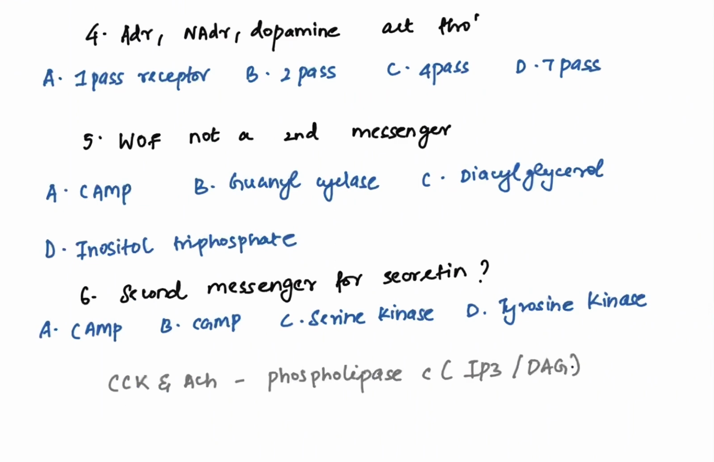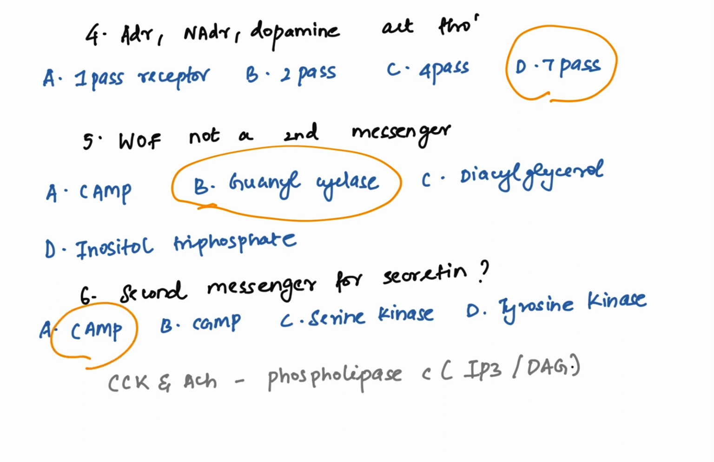Adrenaline, noradrenaline, and dopamine act through, yes, the 7-pass serpentine receptor, that is G protein coupled receptors. Which of the following is not a second messenger? Yes, B is not a second messenger. The rest are second messengers. Finally, the second messenger for secretin is, yes, cAMP. It acts through the G stimulatory pathway, and additionally cholecystokinin and acetylcholine act through the phospholipase C pathway. Thank you.